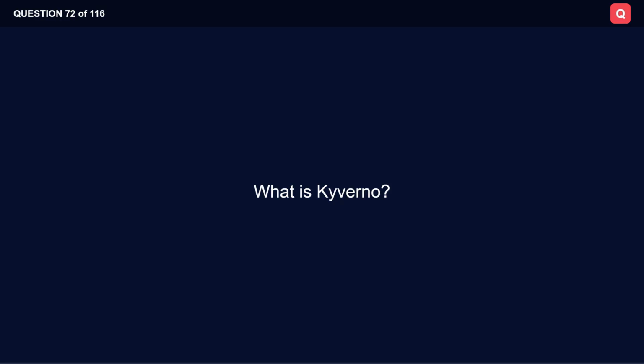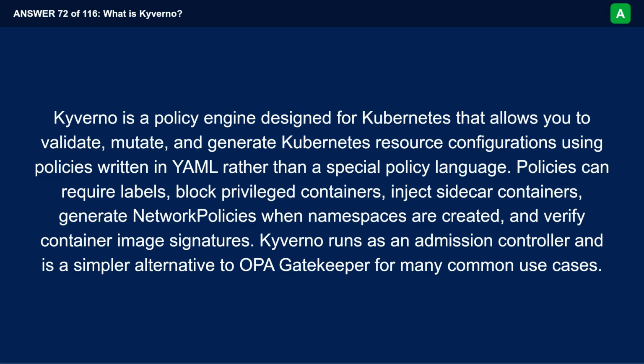What is Kyverno? Kyverno is a policy engine designed for Kubernetes that allows you to validate, mutate, and generate Kubernetes resource configurations using policies written in YAML rather than a special policy language. Policies can require labels, block privileged containers, inject sidecar containers, generate network policies when namespaces are created, and verify container image signatures. Kyverno runs as an admission controller and is a simpler alternative to OPA Gatekeeper for many common use cases.